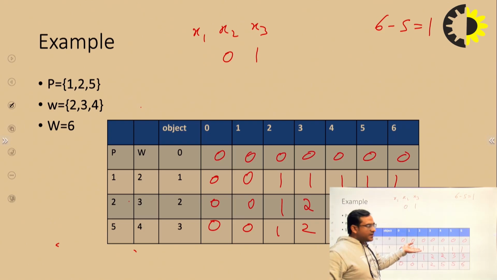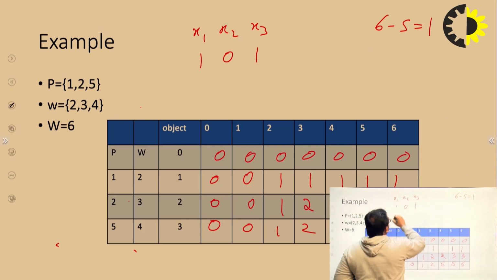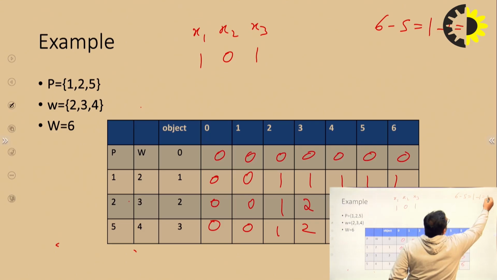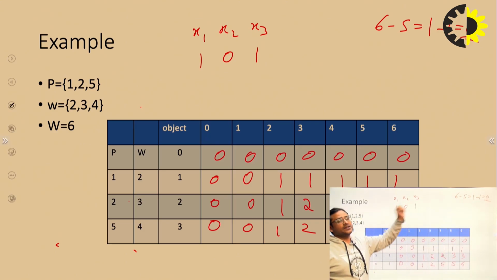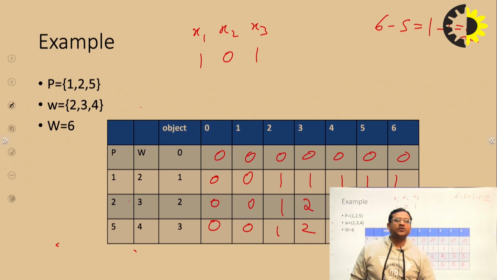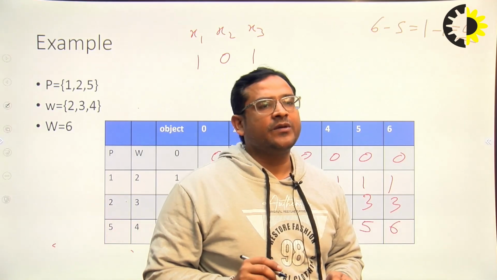1 is here. Is it coming from the previous one? No. The previous row has a 0 here. So we are selecting the first item. Okay, the first item, the profit is 1. We select it here, 1 minus 1 is 0. So that means we are going to select the first item and the third item. Okay. So this is the way you can solve the knapsack problem by using dynamic programming.